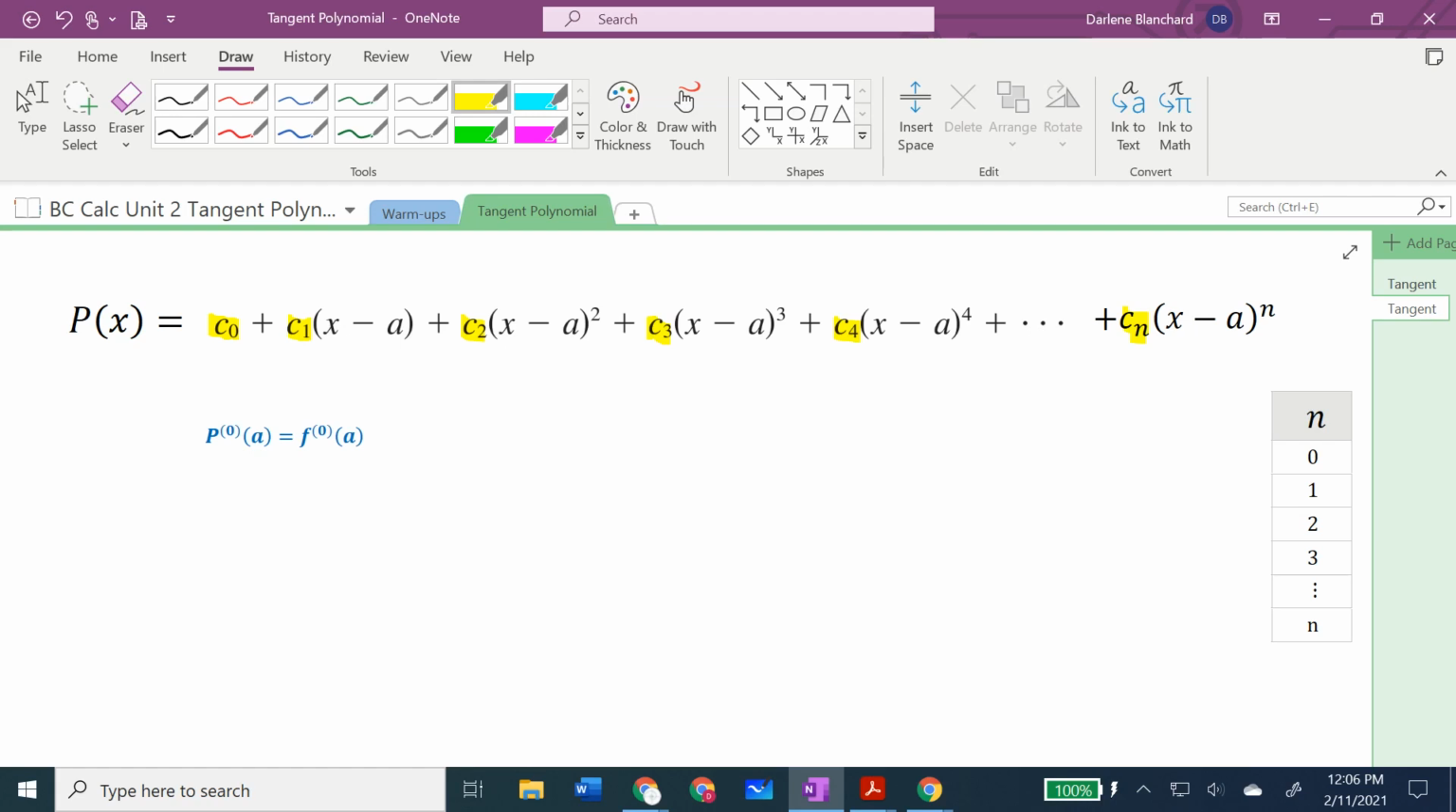Now, the reason that I have the variable written in the way that I have it written, I could have just written it without the minus a's. But can you think of a good reason for writing it this way if A is the x-coordinate of the tangency?